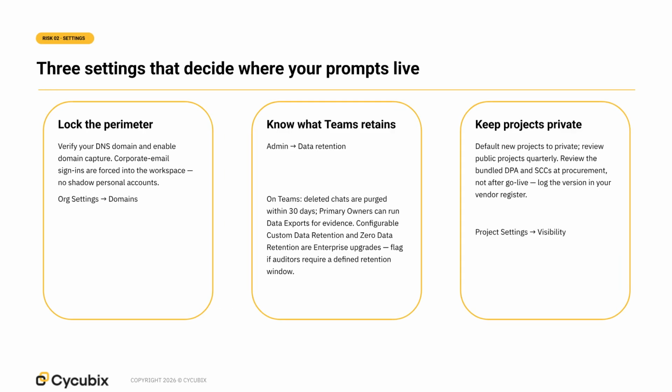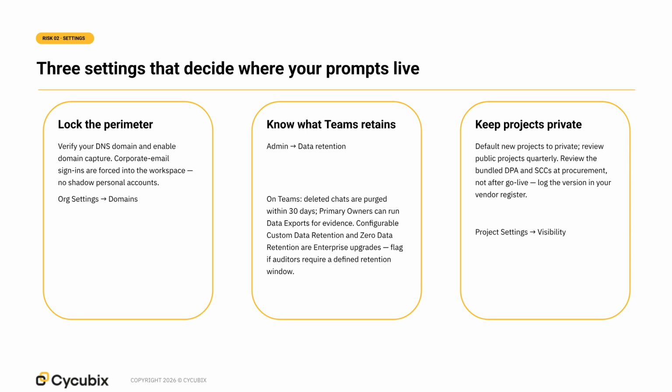3 admin settings to actually click. First, domains. Verify your DNS and enable domain capture under org settings. Second, data retention. On Team Plan, deleted chats are purged within 30 days, and primary owners can run data exports for legal hold or evidence. But custom retention windows and zero data retention are enterprise only. That's the second of the 3 controls that drive the upgrade.